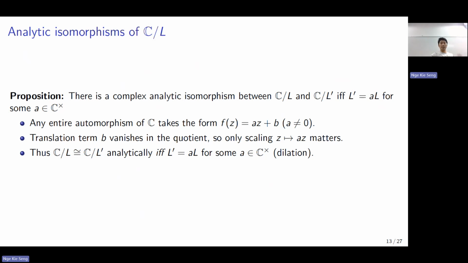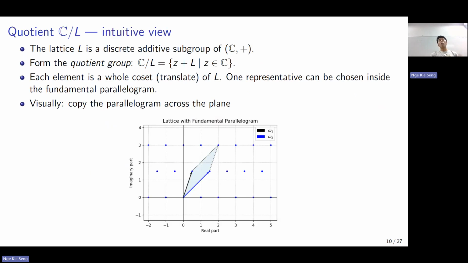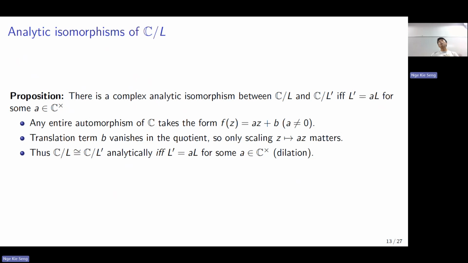Another thing about this quotient. When we're talking about the fundamental parallelogram, the quotient of the complex plane, there is a proposition. When the complex plane quotient by lattice L, compared to the complex plane quotient by lattice L prime, there is a complex analytic isomorphism. What is a complex analytic isomorphism? Just as in the complex analysis class, you can differentiate it. It's analytic, it's isomorphic.